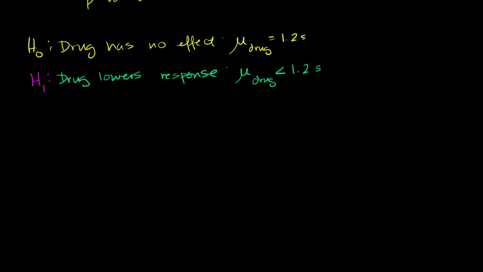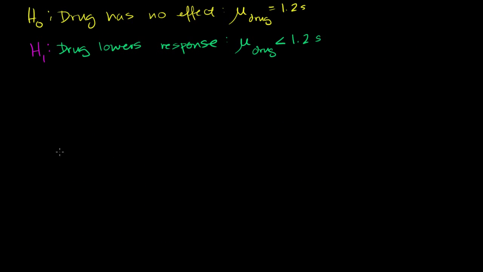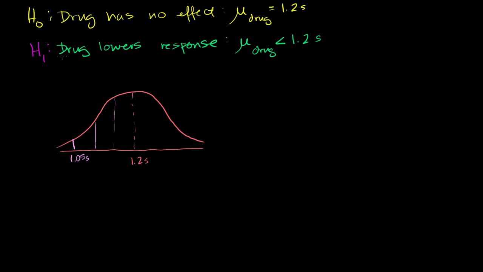Let me redraw it with our new hypothesis test. This is the sampling distribution. It has a mean right over here at 1.2 seconds. And the result we got was 1, 2, 3 standard deviations below the mean. That was our 1.05 seconds. So when you set it up like this, where you're not just saying that the drug has an effect, as in the last video, you'd look at both tails.